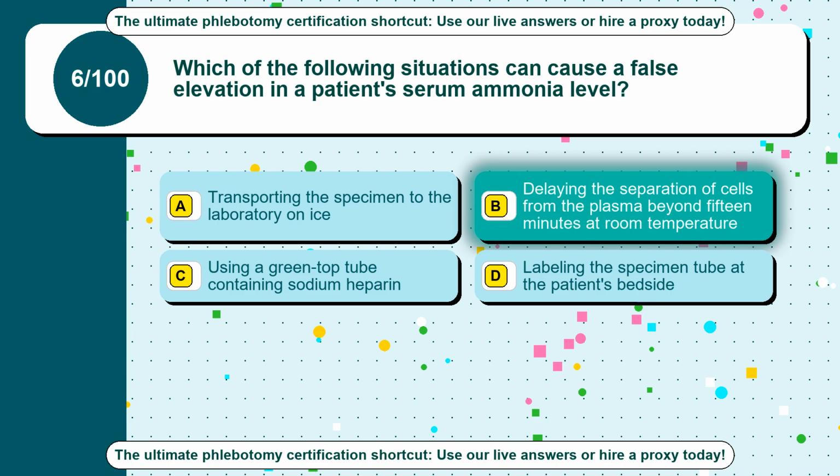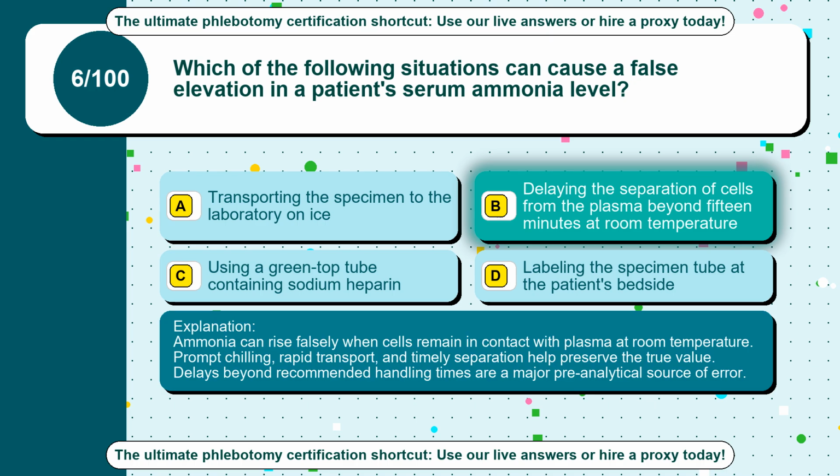Delaying the separation of cells from the plasma beyond 15 minutes at room temperature. Ammonia can rise falsely when cells remain in contact with plasma at room temperature. Prompt chilling, rapid transport, and timely separation help preserve the true value. Delays beyond recommended handling times are a major pre-analytical source of error.